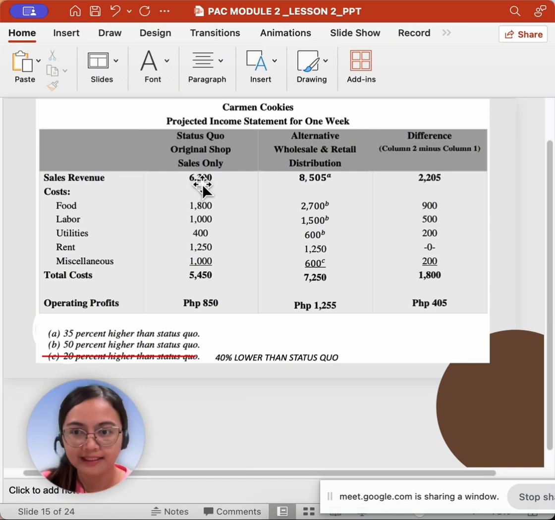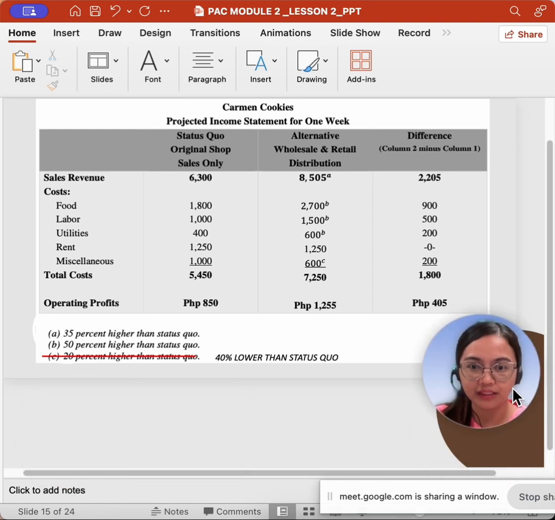And that is our operating profit, right? To get that is sales revenue less total cost. So 6,300 less 5,450, that would be 850 pesos. At the same time, for the alternative it is 8,550 less 7,250. So a total of 1,255 is our operating profit.